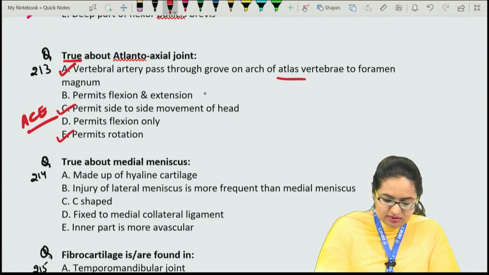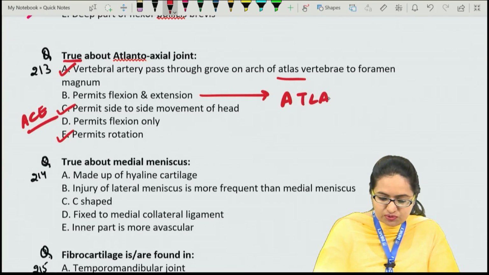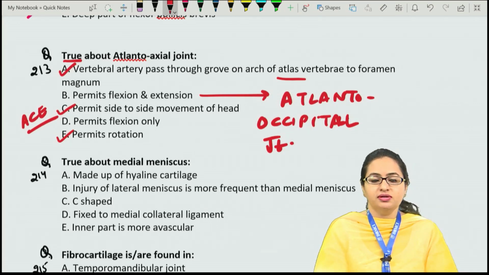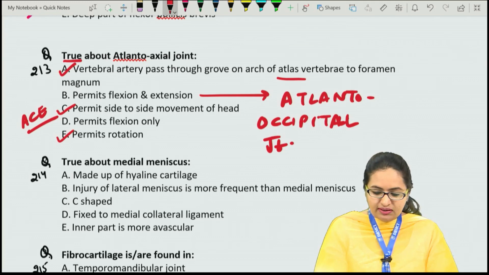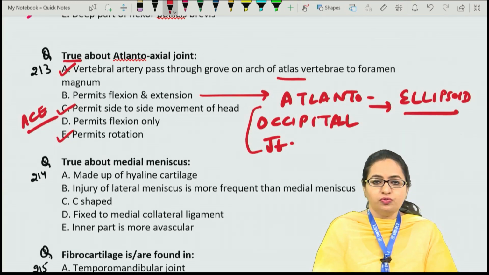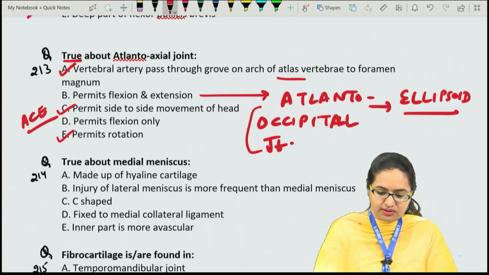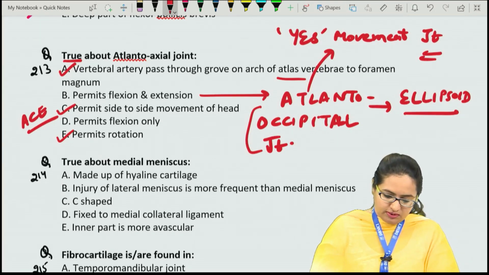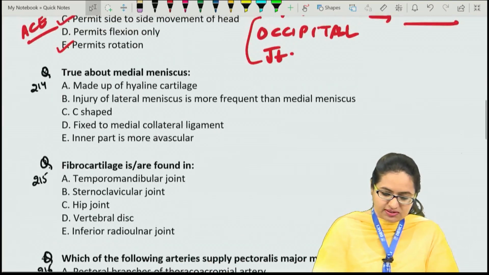Flexion and extension movement is by the atlanto-occipital joint. The atlanto-occipital joint, which is between the occipital condyles of the base of the skull and the atlas vertebra, is an ellipsoid variety of synovial joint, and the movements possible here are flexion and extension. This is the movement used when we say yes. So this joint is also known as the yes movement joint.